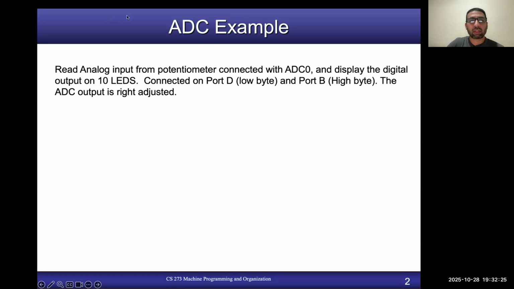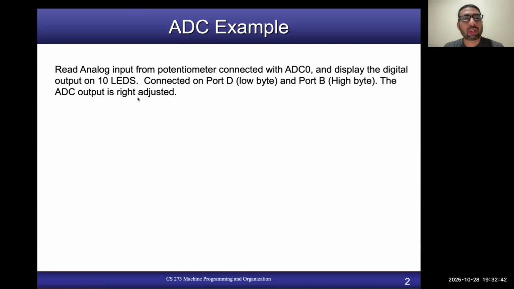Remember your lab 6, I think lab 6, yeah, which is due this Thursday, I guess. It is also about analog to digital conversion. Basically it is this example with slight changes, right?